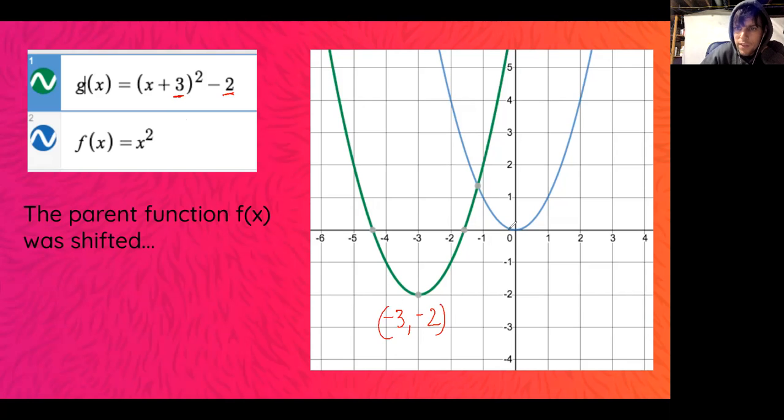So we can think about this vertex being transformed, being moved based on the transformations that are happening. We added 3 on the inside, which caused a shift to the left 3. 1, 2, 3. And we subtracted 2 on the outside, which means we shifted down 2. 1, 2. So that's how we ended up with our vertex moving that much and ending up in this place. I like to connect it to the things that we've done in the past. Hopefully that helps. So we were shifted 3 to the left and 2 down.